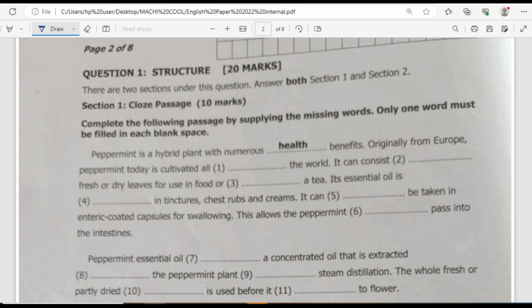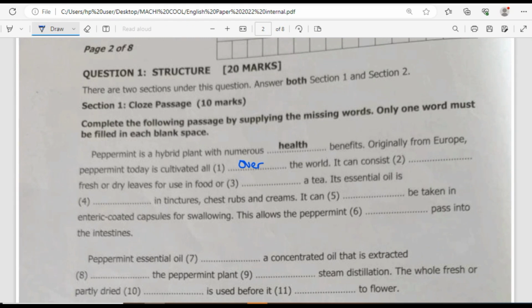So we want to start with the first one. Peppermint is a hybrid plant with numerous healthy benefits. So the answer here is healthy. Originally from Europe, peppermint today is cultivated all over the world. Here it is very simple. You can say cultivated all over, so all over the world.